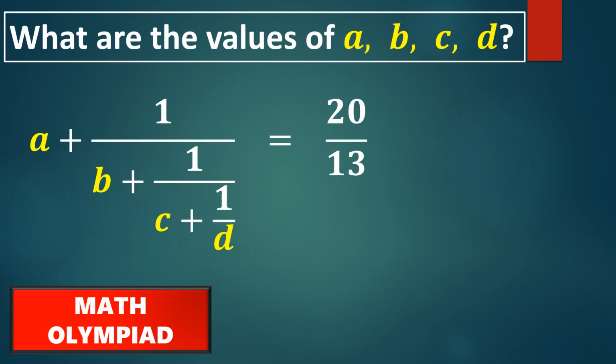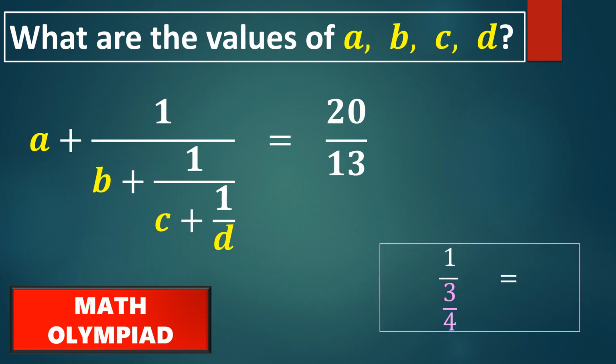A continued fraction is an expression that we get through an iterative process. The numerator is an integer and the denominator is an integer plus a fraction, and so on. When we are trying to solve a continued fraction, let's look at this basic fraction. 1 over fraction 3 over 4.